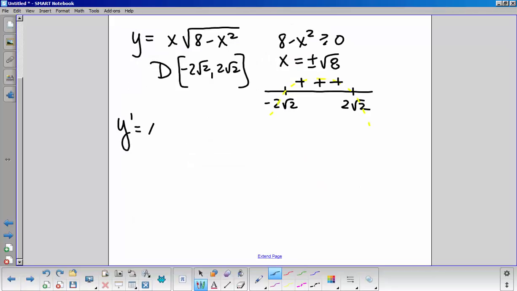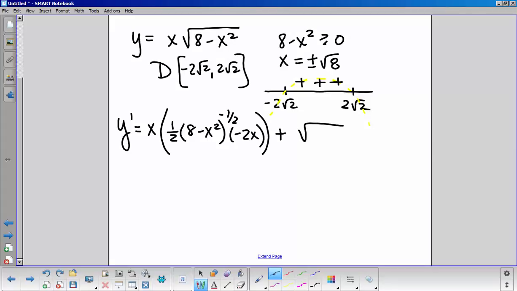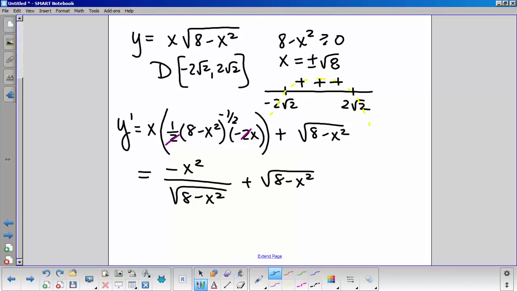So I have to do the product rule to get an extrema here. First, x. The second, which is 1/2 power down, good, 8 minus x squared. Lower the power 1, negative 1/2, times the derivative of the inside, negative 2x. Plus root 8 minus x squared, times the derivative of the first, which is 1. Putting things where they belong, I can get rid of the 2's. Negative x squared over square root of 8 minus x squared plus square root of 8 minus x squared.